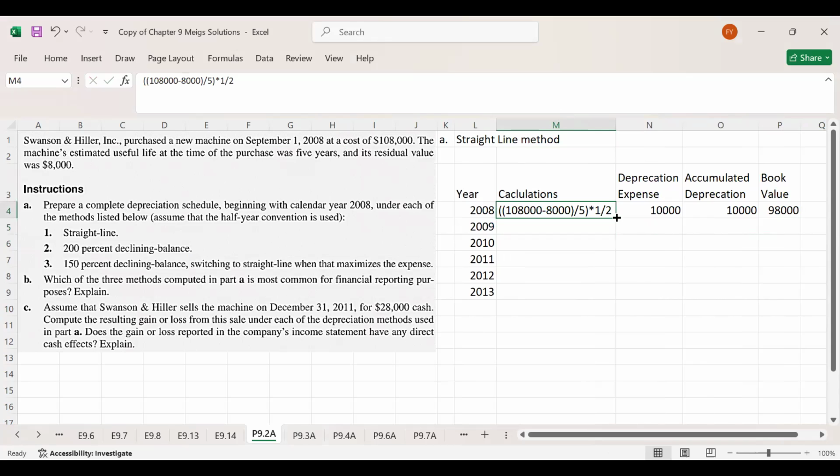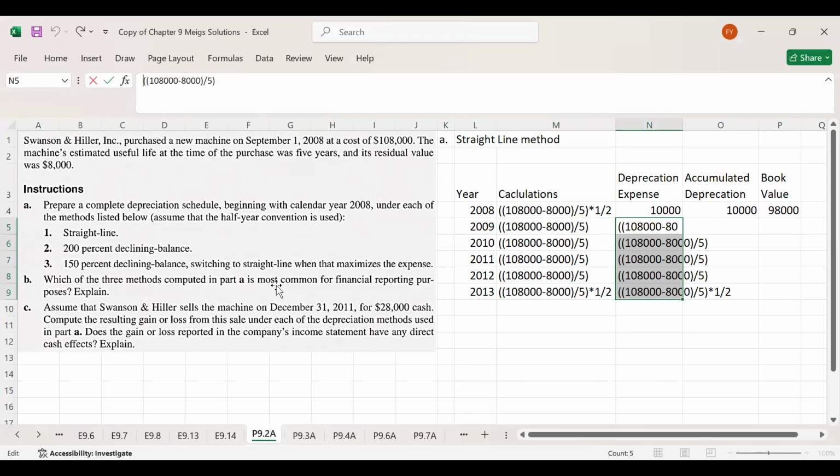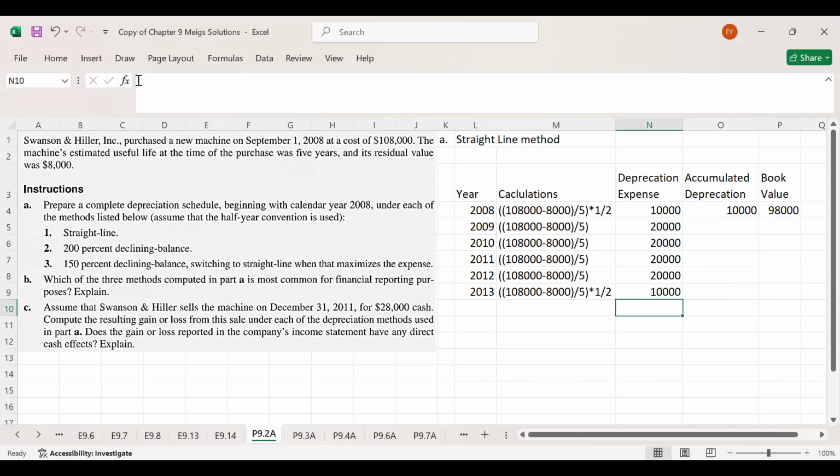Next year, we repeat the same calculation, but without half year convention. So there's no need to apply the half year convention, because in subsequent years, we take full year depreciation, because this asset is available for all 12 months. So the calculation is same all years. 20,000. Next year it would be 20,000, and then 20,000, and then 20,000. And last year, half year convention rule is applied. So you can see here it is half depreciation, and again it is half depreciation.